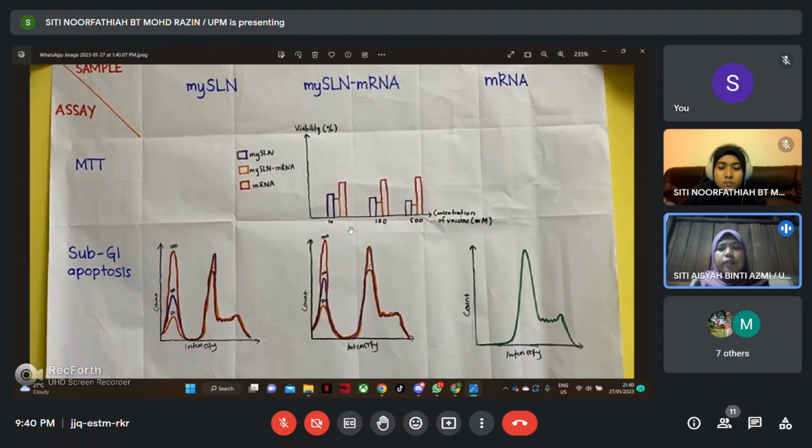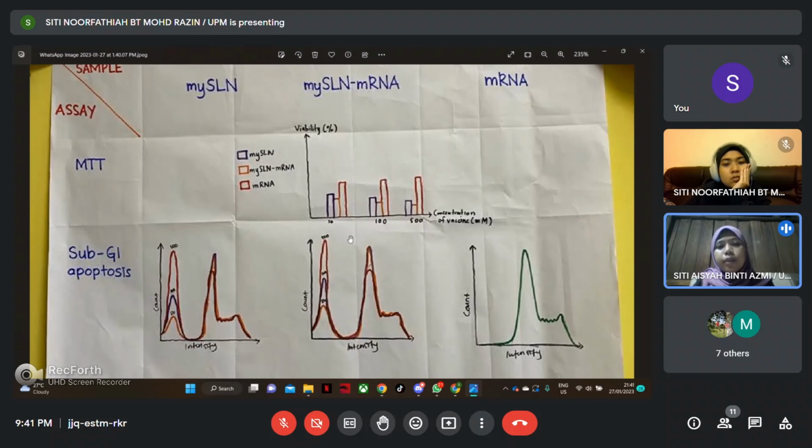So the graph determines the cell viability, or the healthy cells. Here we can see that the highest level of cell viability, or alive cells, is at the mRNA. This is because mRNA did not kill the cells. Then the lowest one is my SLN mRNA. This is because the SLN is toxic and tends to kill the cells, and it can also recognize the target cell because it has mRNA and it can kill the cell. Because of that, it has the lowest level of live cells.